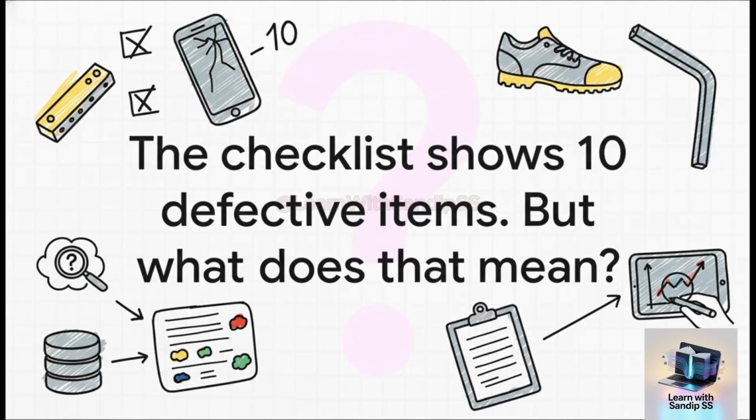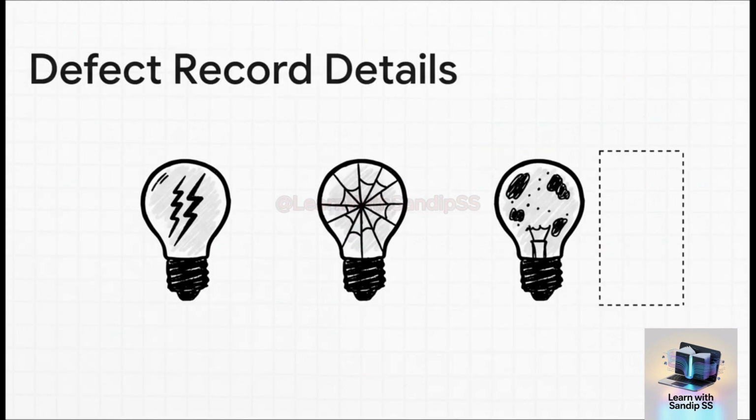But wait a minute, what does 10 defective items really tell the quality engineer who has to decide what to do with this entire batch? Are they just slightly scratched? Are they completely shattered? Are they just unusable? That number all by itself doesn't give us nearly enough information to make a good call. And this is exactly where defect records come in and just change the whole game.